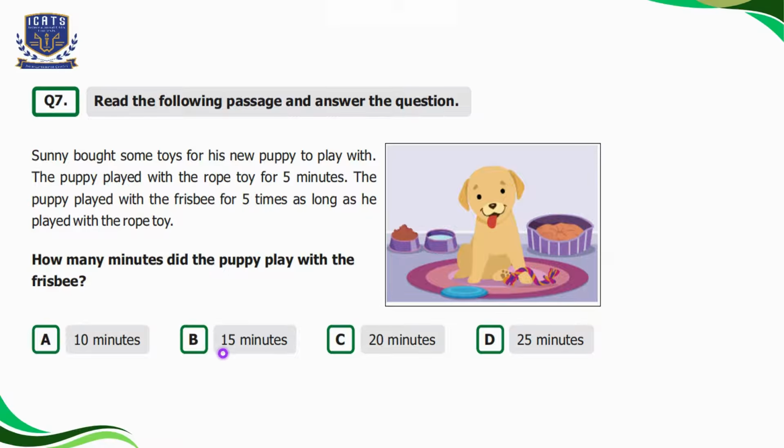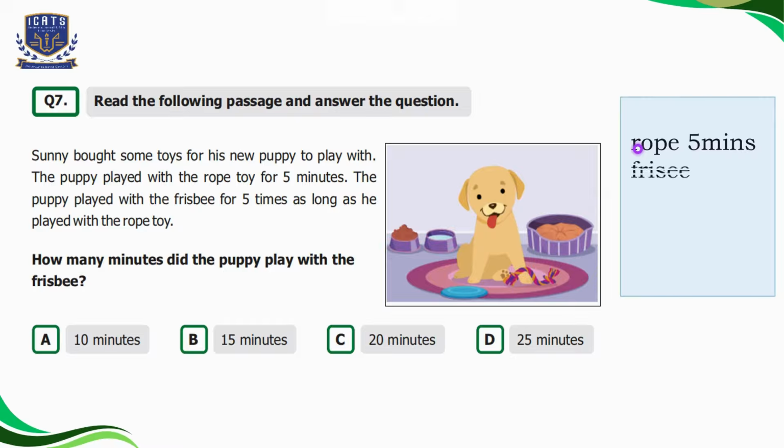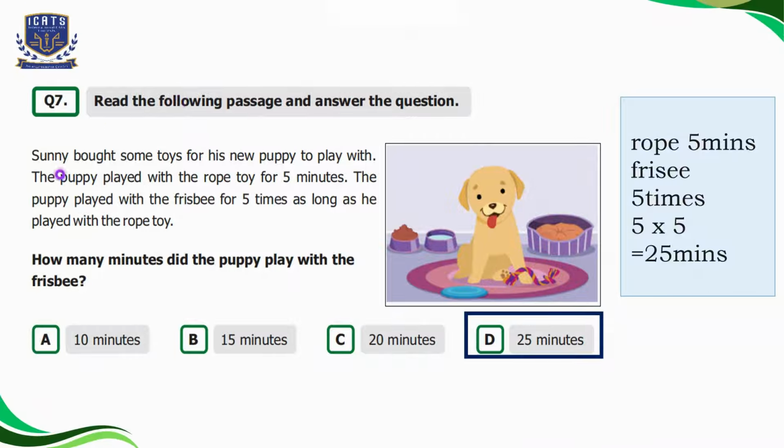Option A is 10 minutes, option B is 15 minutes, option C is 20 minutes, and option D is 25 minutes. So we know that the puppy had played with the rope for 5 minutes, and for the frisbee, the time is 5 times that. So we will multiply 5 times 5, which is equal to 25 minutes. So we can say that the puppy played with the frisbee for 25 minutes. That is our option D.